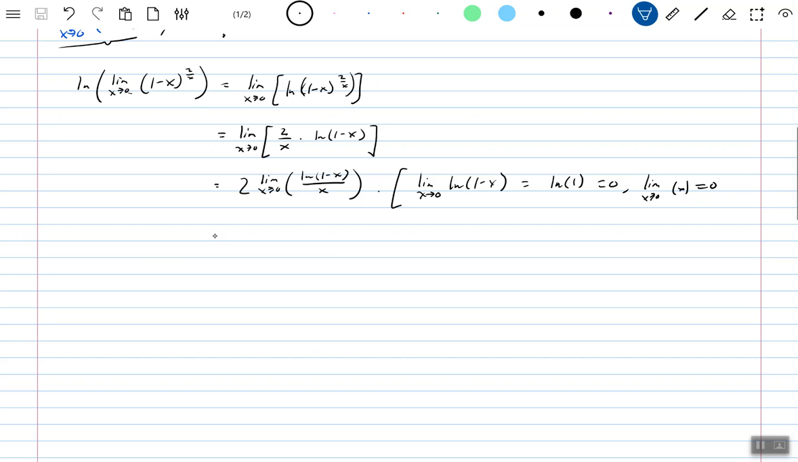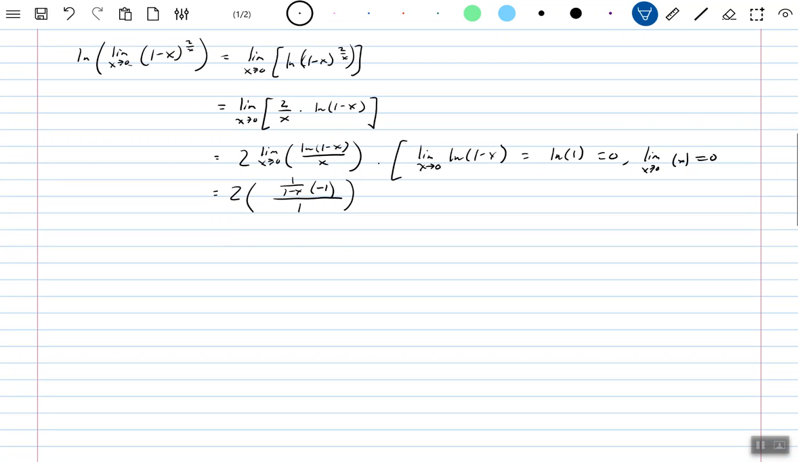All right? So this is equal to 2 times the derivative of the top, which is equal to 1 over 1 minus x times negative 1. Why times negative 1? Well, because the inside function here is 1 minus x, and the derivative of the inside is just negative 1. Straight chain rule, divided by 1. Right? Alrighty. So now this is going to be equal to negative 2 times 1 over 1 minus x.